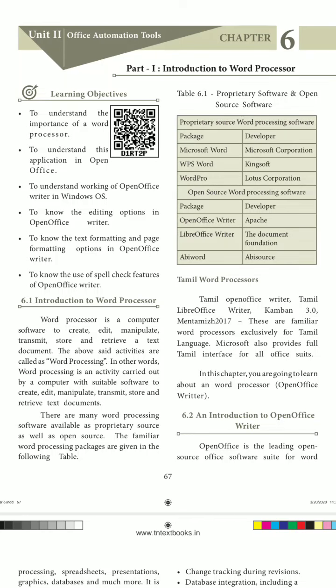So in Windows, the famous word processor is MS Office. Okay, MS Office is the famous word processor, MS Word. Okay, and for open source operating systems, there are open source word processors known as OpenOffice and LibreOffice. So these are all different open source word processors. In this chapter we are going to learn about this OpenOffice word processor.